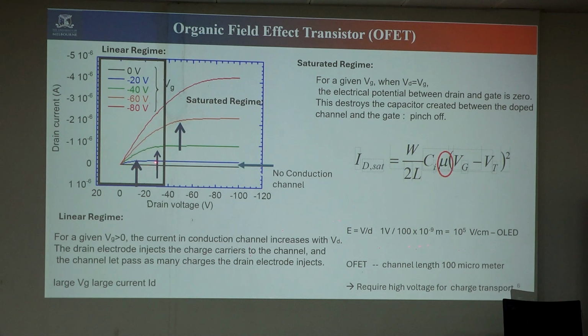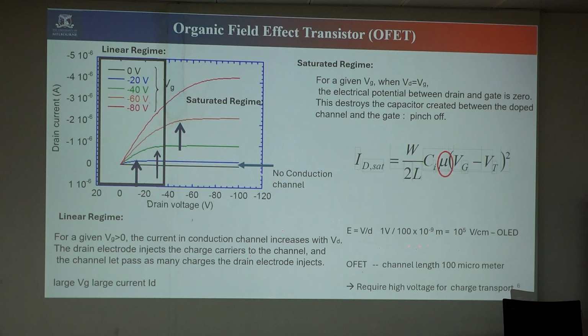That means your channel is pinched off. We don't have enough passage to go through. That's the maximum amount it can go. So that is the critical point, the pinch off. This is the maximum, and we use this formula to calculate the mobility.